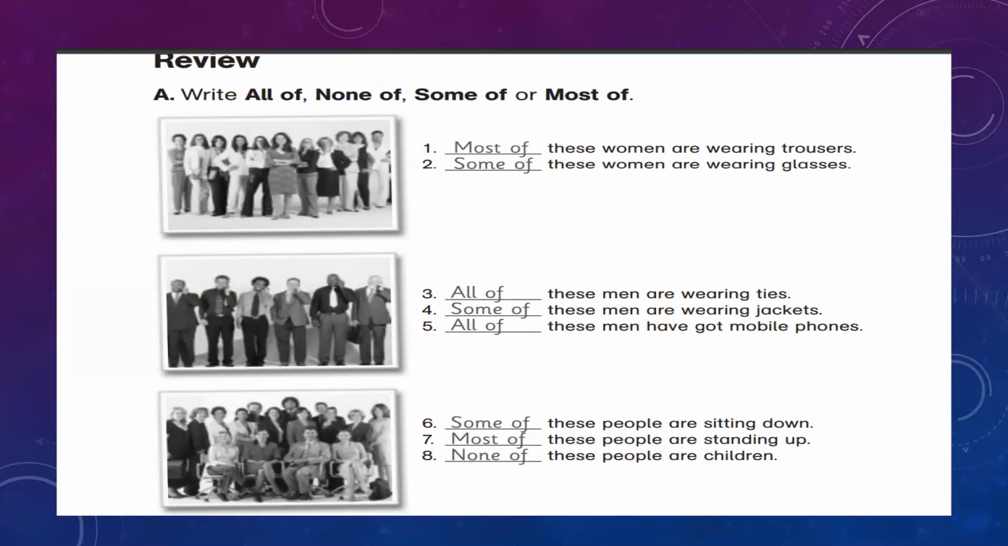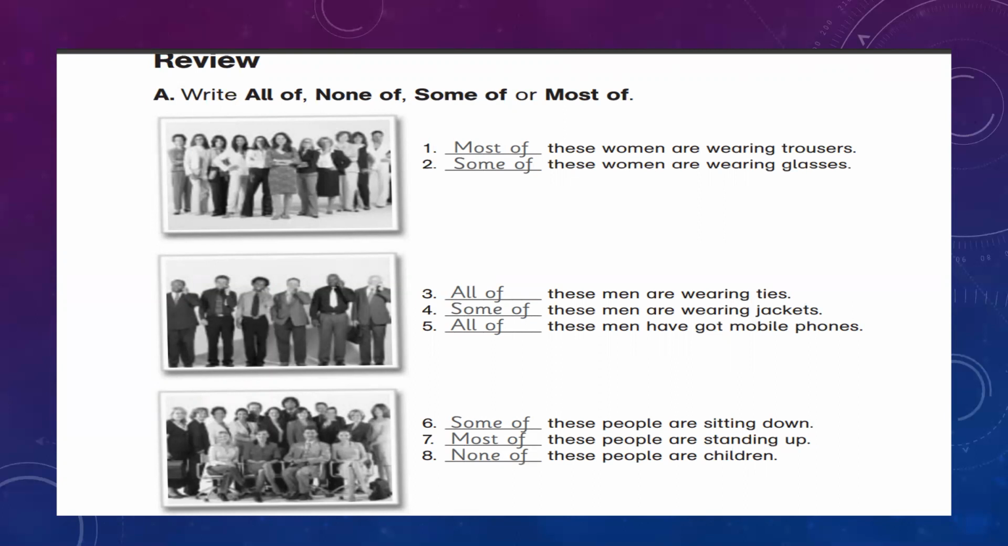This is the review page, and we are going to revise all the exercises. Look at the picture. Write all of, none of, some of, or most of according to the situation given in the scene. Number 1, most of these women are wearing trousers. Some of these women are wearing glasses.